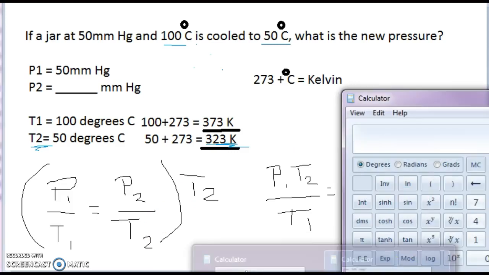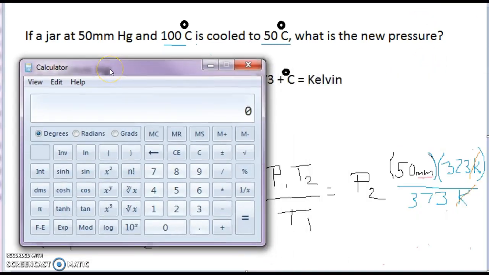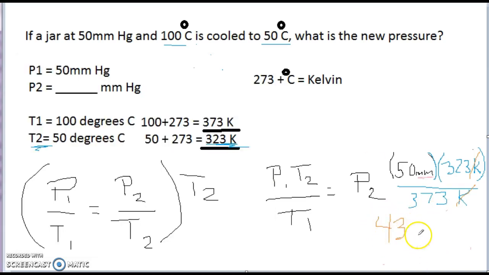Now let's put that in our calculator. We get 50 times 323 divided by 373, and we get 43.297. Let's round that to the nearest hundredth. Does the 7 make the 9 round up or stay the same? It rounds up, but in chemistry we're poor. We only add a penny. So instead of 29 cents, it would be 30 cents. So our answer would be 43.30 millimeters of mercury.